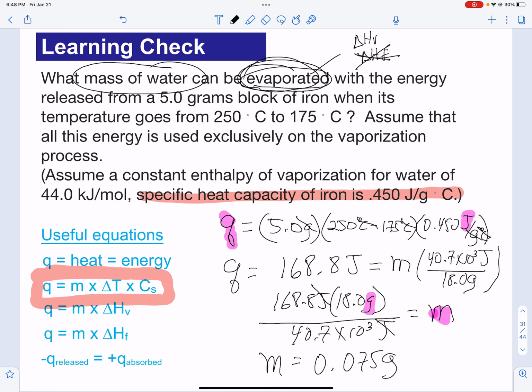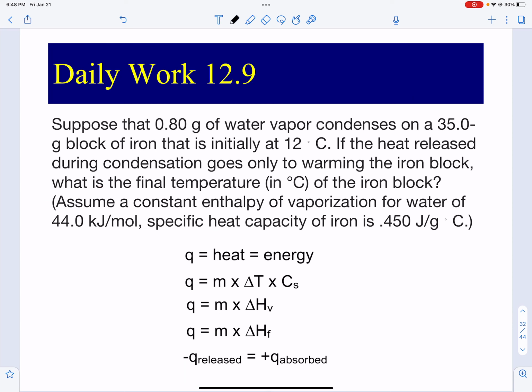In other words, if you put 0.075 grams of water on a block that is 200 degrees Celsius, by the time all the water evaporates, the iron block is going to cool down to 175. That's what that means. And you can see how this can have a lot of applications on an engineering problem. When you're trying to determine how to cool down, how much substance to use, and so on. So let me know if you have any questions on this. So that would be your daily work for that particular problem.